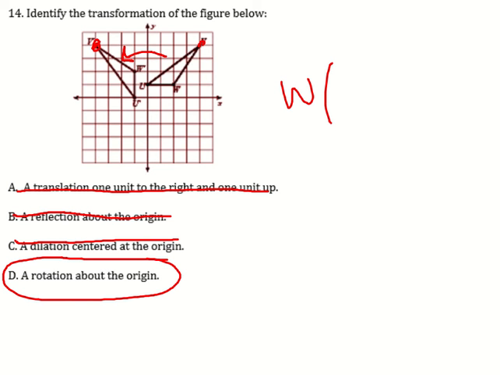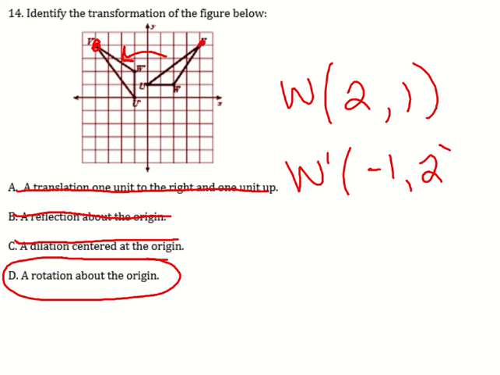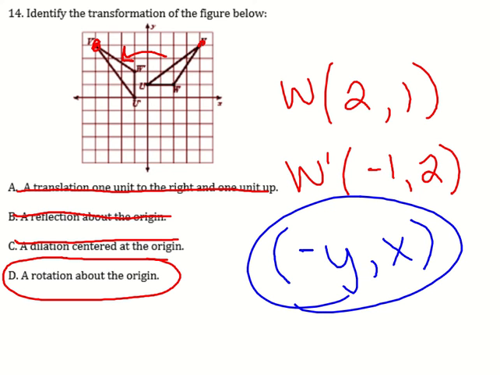W, which is at (1, 2), and W prime, which is at (-1, 2). How did those change? Well, the rule in this case would be the opposite of the y, and then x stayed the same but moved to the back. That's how it moved, and that is a rotation rule for 90 counterclockwise.